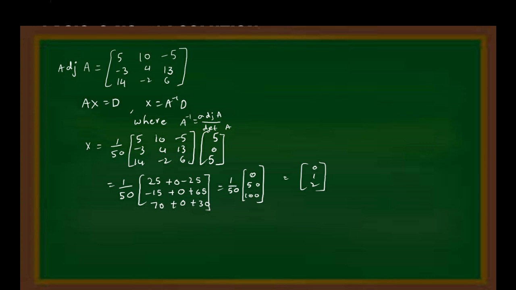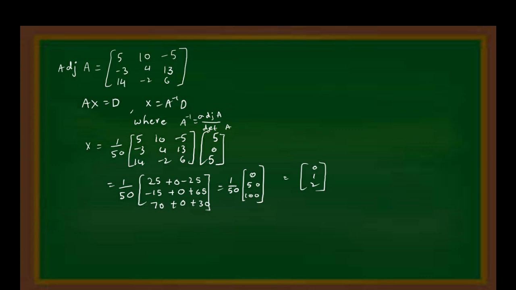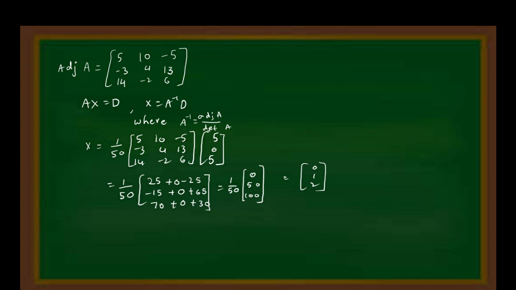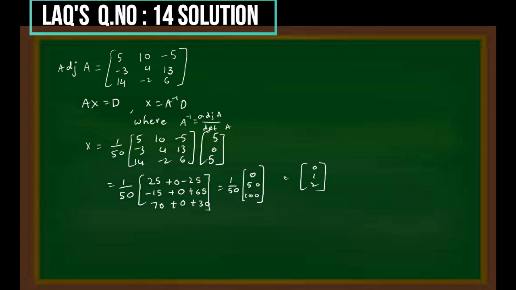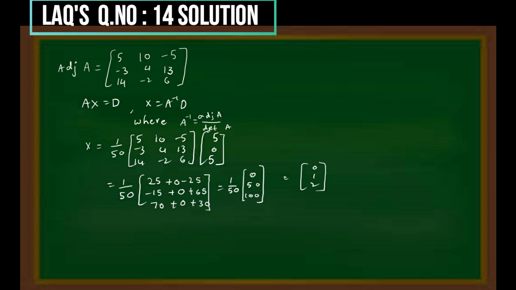Transpose means interchanging the rows into columns. Then we get the matrix [5, 10, -5; -3, 4, 13; 14, -2, 6]. Therefore Ax = D implies X = A inverse D. Here A inverse is the inverse of the matrix, A inverse = adjoint A by det A.